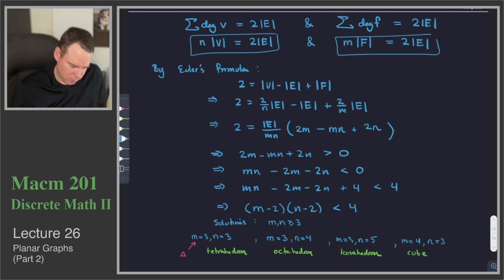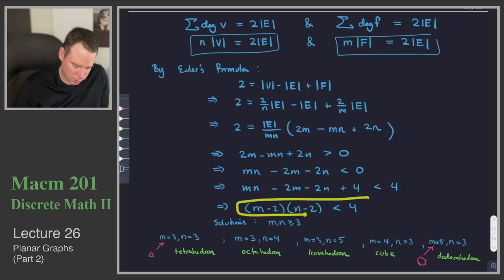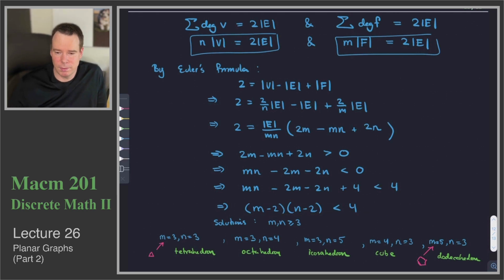And then what's our last one? If m is 5, then n has to be 3. So m is 5, n is 3. So these are pentagons. So we've got regular pentagons coming together. There's 3 of them coming together at every vertex, and this is going to be our dodecahedron. And that's it. There are no more solutions, because if m was bigger than 5, then this inequality wouldn't work. And so we got 5 solutions to this, and therefore 5 Platonic solids.